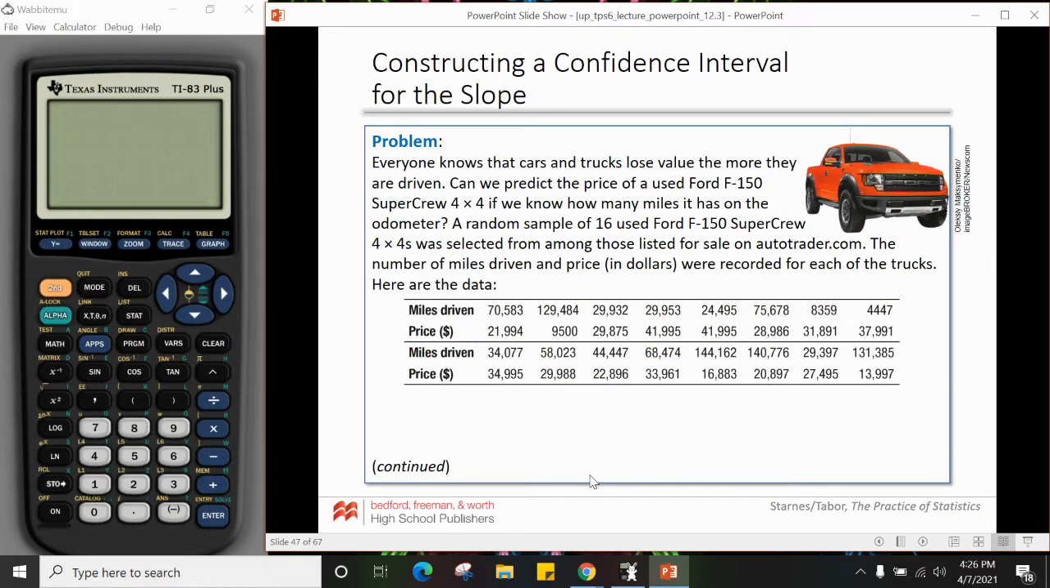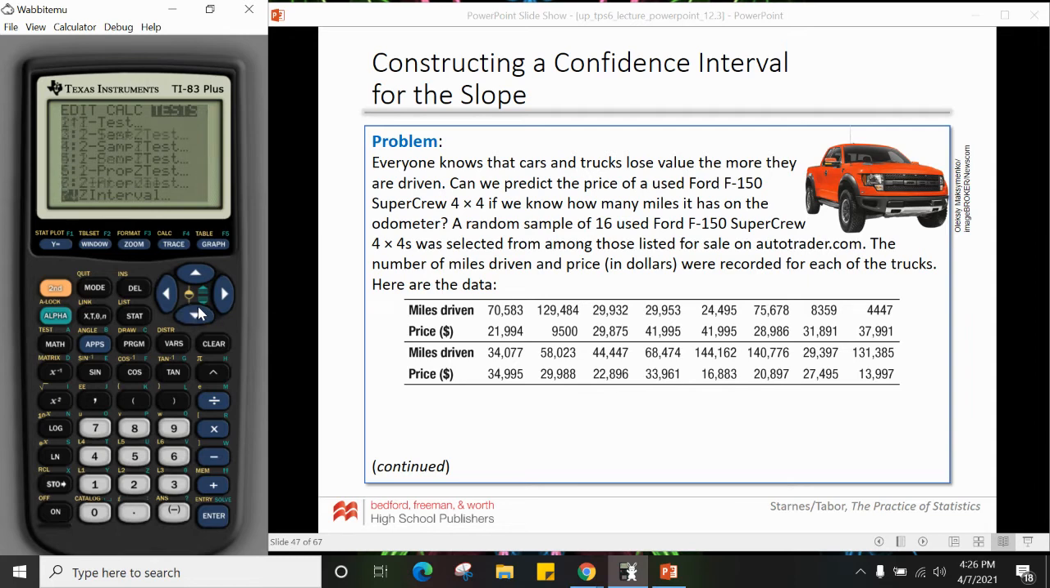So here's an example. If I have the data, I think our calculator could do this. I have it pulled up. So stat, edit. This will give you a chance to also put this data in.